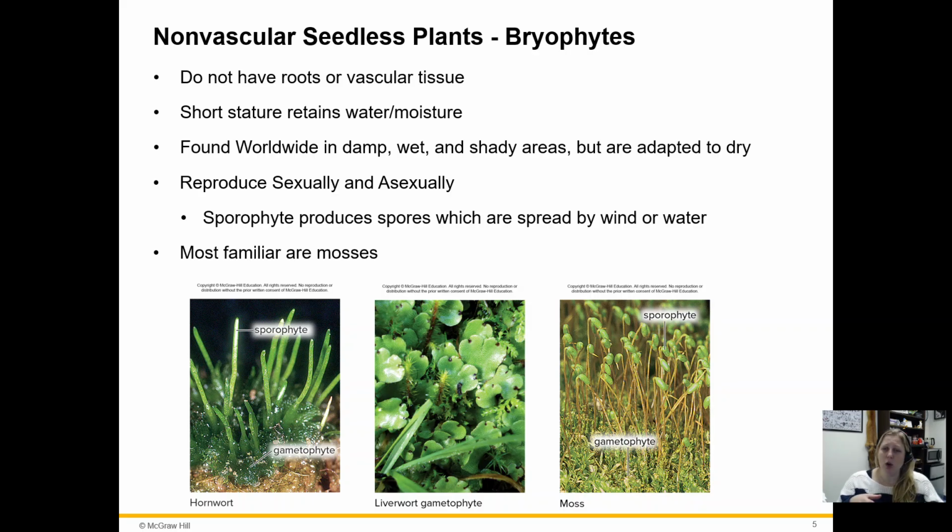They do reproduce sexually and asexually. When you have that growth in that mat, that's often asexual reproduction. But if you ever find a moss that has what's called the capsules, these little kind of hooks that come up off of them, that is called the sporophyte. And that will be producing spores, which is a type of sexual reproduction. The spores can then be spread by wind or water, and if they find a new suitable habitat, will then grow into a new patch of moss.